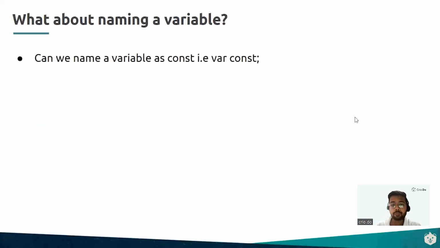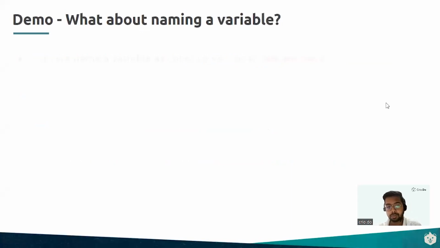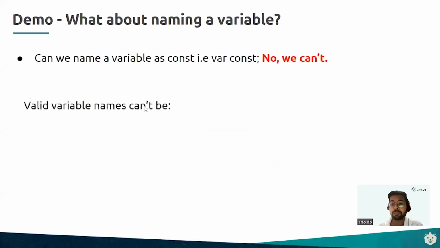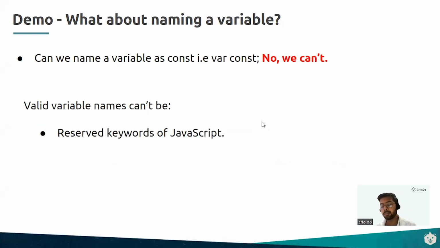Also, can you name your variable as a const? Can you say something like var const equals 5? Think about it again. Take a pause. Well, again, the correct answer is going to be no. We cannot be naming our variables as the reserved keywords. So basically, a valid variable name cannot be a reserved keyword of JavaScript. What are reserved keywords? Any keyword which is going to be used in the syntax of JavaScript programming language is simply going to be known as a reserved keyword. Now, since const is used under the syntax, you cannot be using that keyword as our variable name.